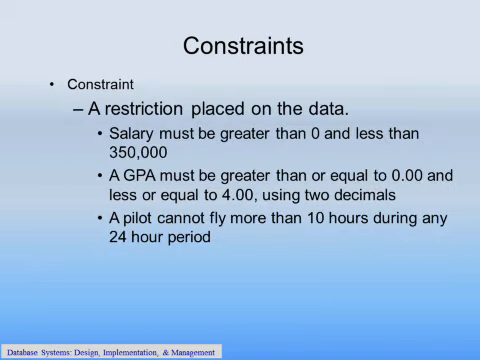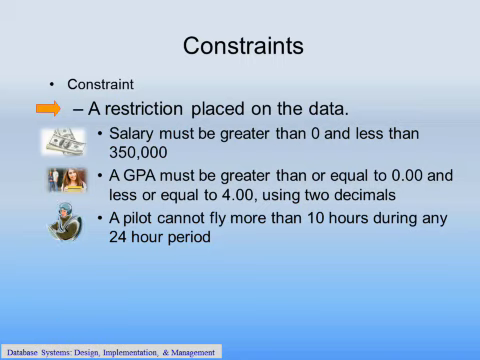Another basic data model component is the constraint, which is a restriction placed on the data. For example, note the following restrictions. A salary must be greater than 0 and less than $350,000. A GPA must be greater than or equal to 0 and less than or equal to 4, using 2 decimal places. A pilot cannot fly more than 10 hours during any 24-hour period. As you can see, a constraint may be placed on an attribute, an entity, or on relationships. This concludes this presentation.